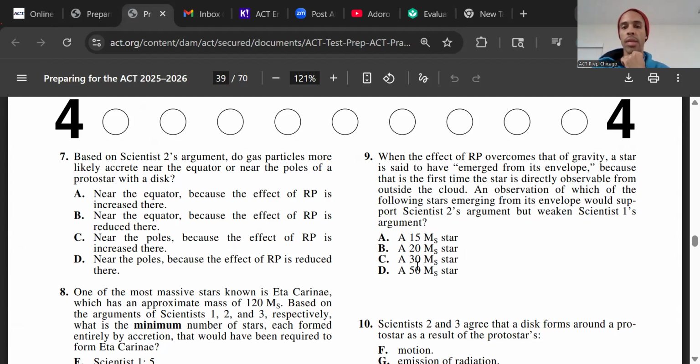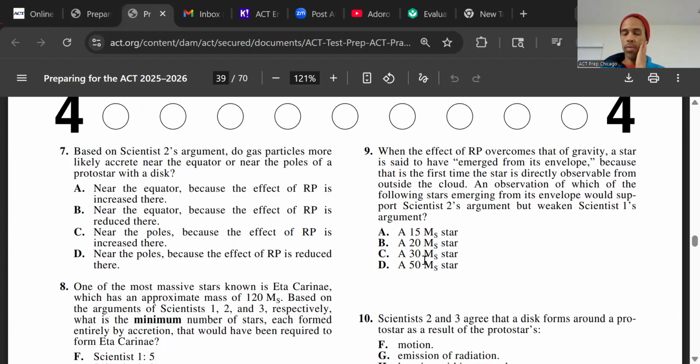The answer is C. Again, because 30 is within the range of a possible star formed by scientist 2's argument, who said the largest can be 40 M-sun. So 30 is within that 40 range. It's less than that. So that means a 30 M-sun star could be formed by accretion. But scientist 1 would say a 30 M-sun star could not be formed by accretion because the largest star, according to scientist 1, would be 20 M-sun. So C would support scientist 2's argument, but it would weaken scientist 1's.